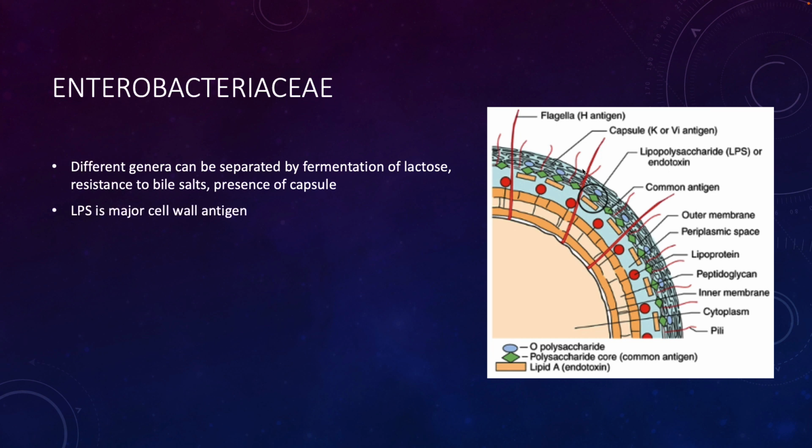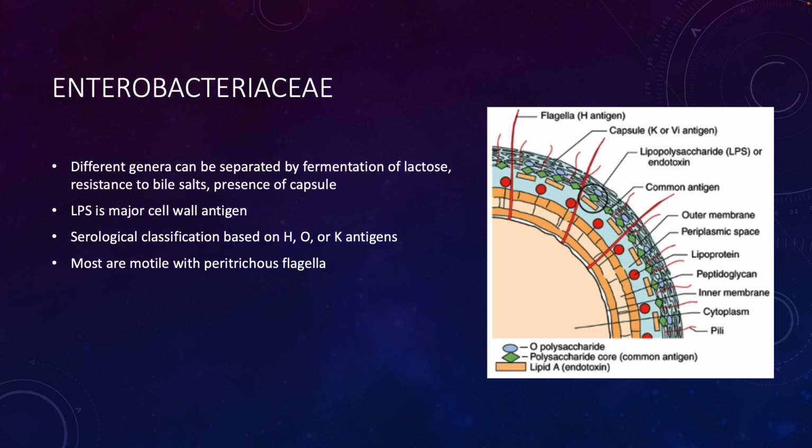The LPS, of course, is going to be a major cell wall antigen, and we can classify them serologically based on H antigens, which would be the flagellum, O antigen, which is going to be part of the LPS, and then the capsule, which is sometimes called the K antigen. And you may have heard of something like E. coli O157:H7. That's what we mean by the classification. So we can give each strain its own designation.